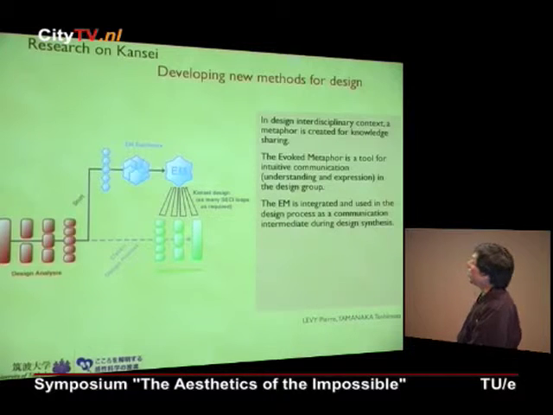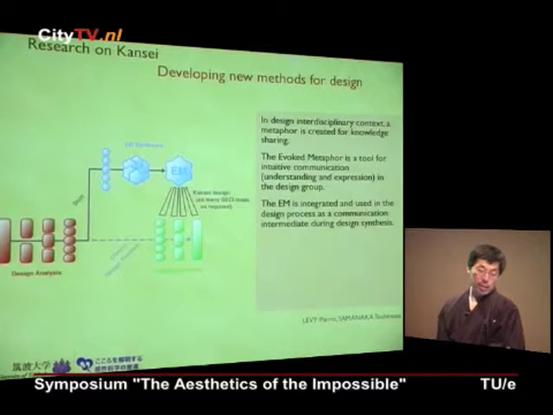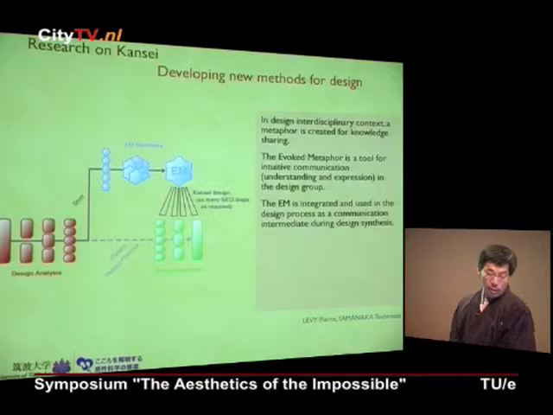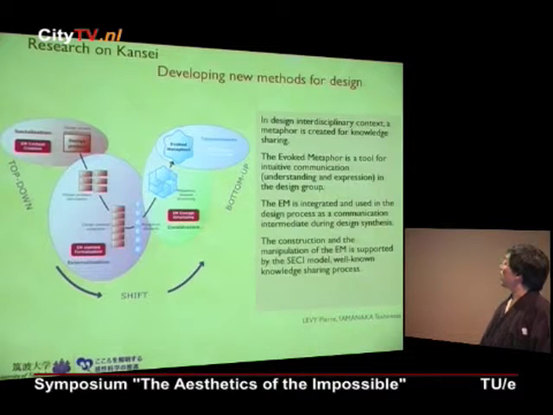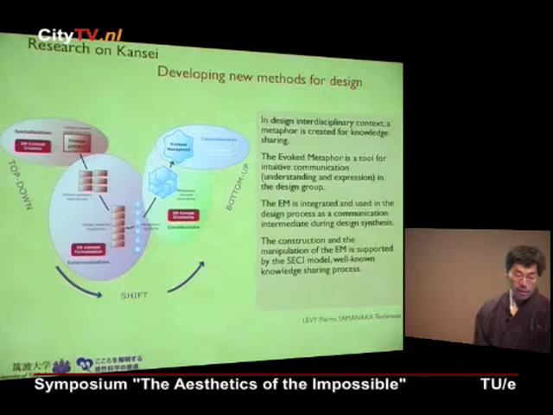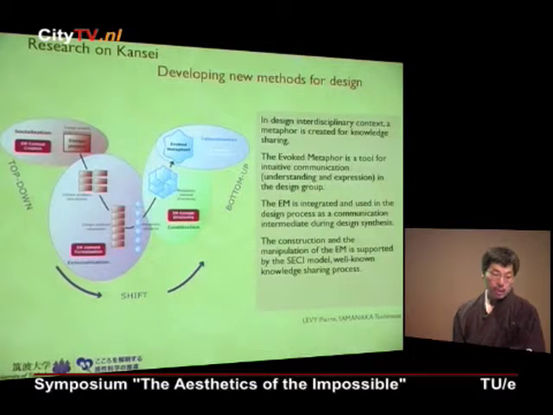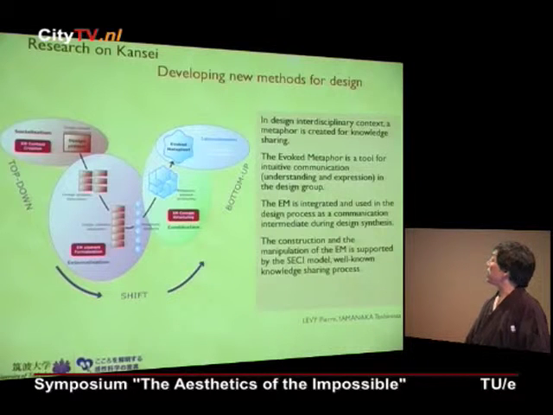But when we shift the process to using the evoked metaphor, not only describing, but using the metaphor and trying to communicate with each other, or even within the designer, now we can make another bottom-up process. But to use the evoked metaphor effectively, we have to share the knowledge or share the experience. That is another difficulty and an important point of using the evoked metaphor.